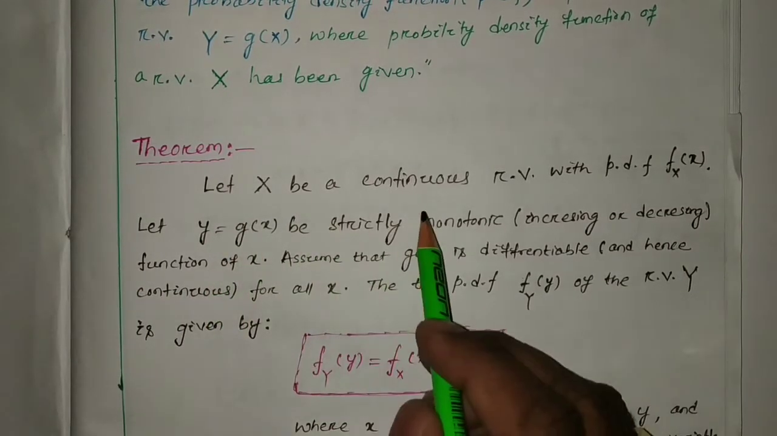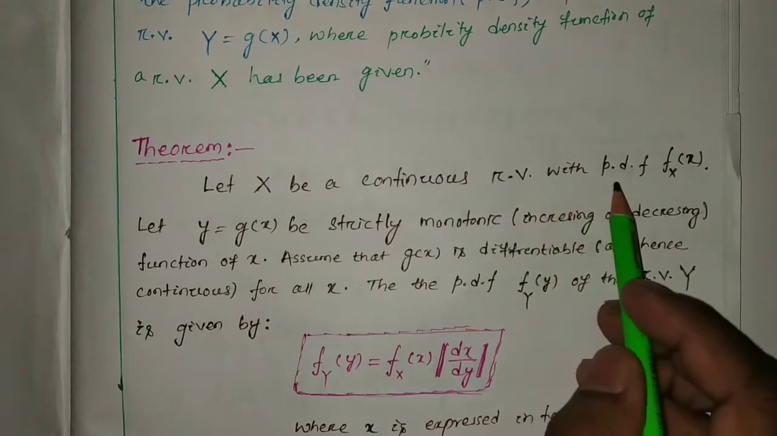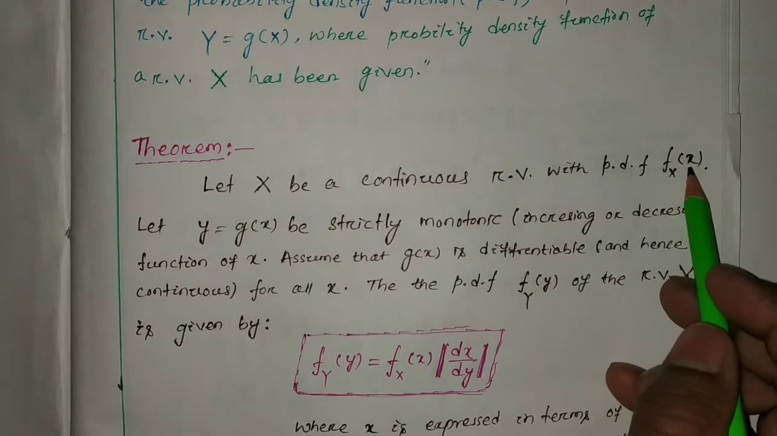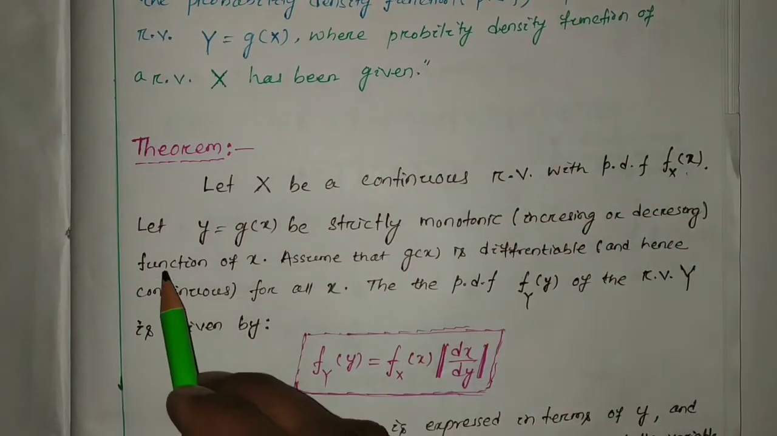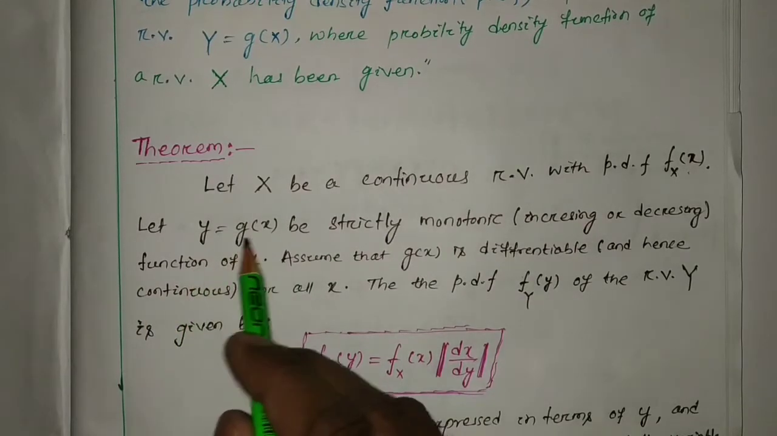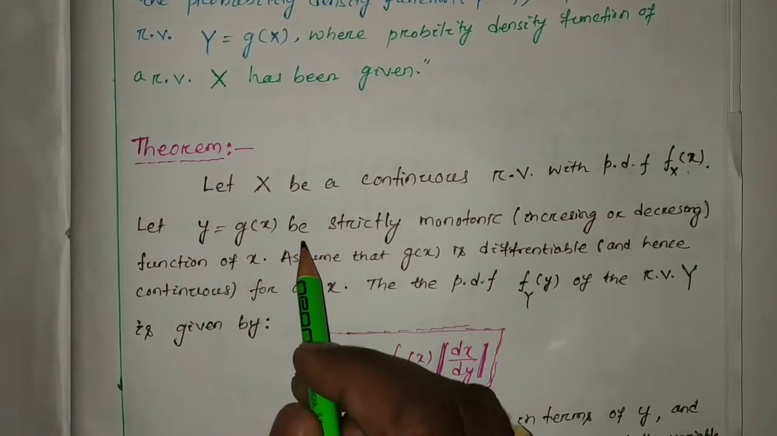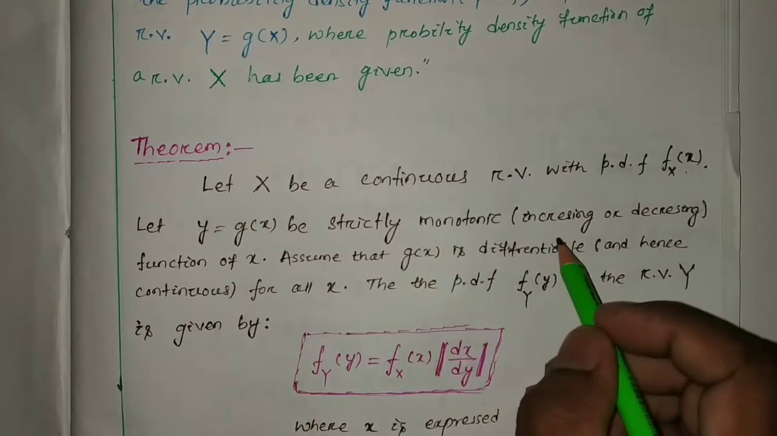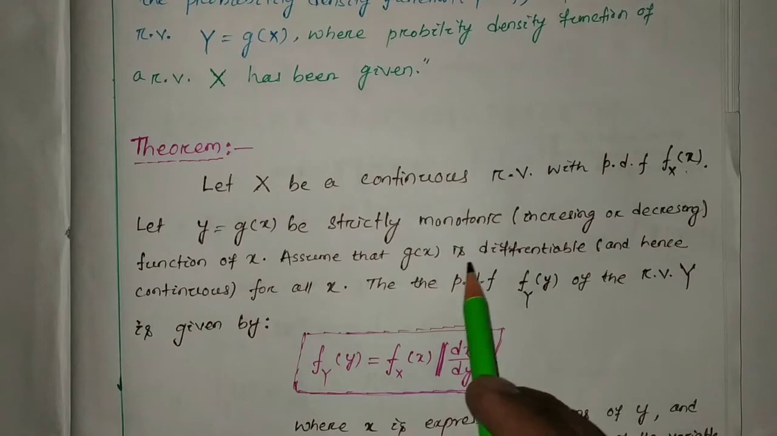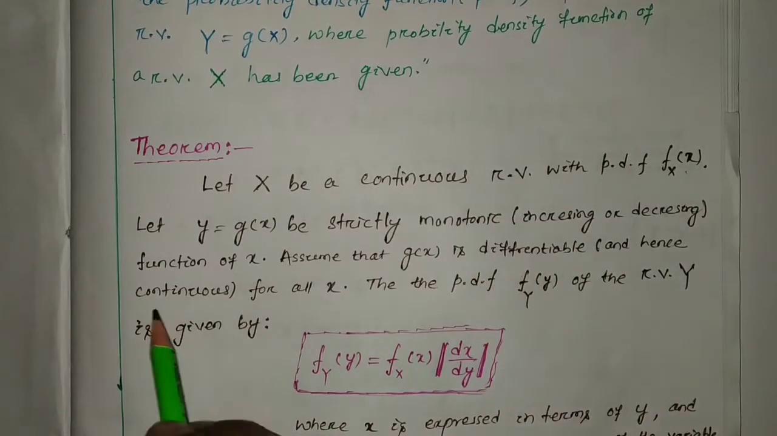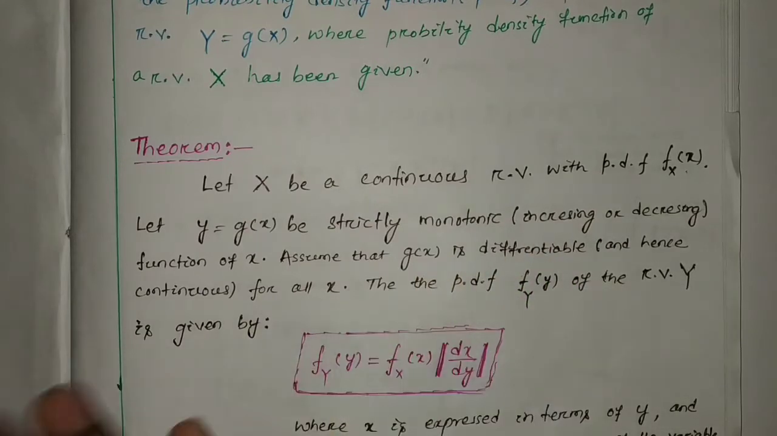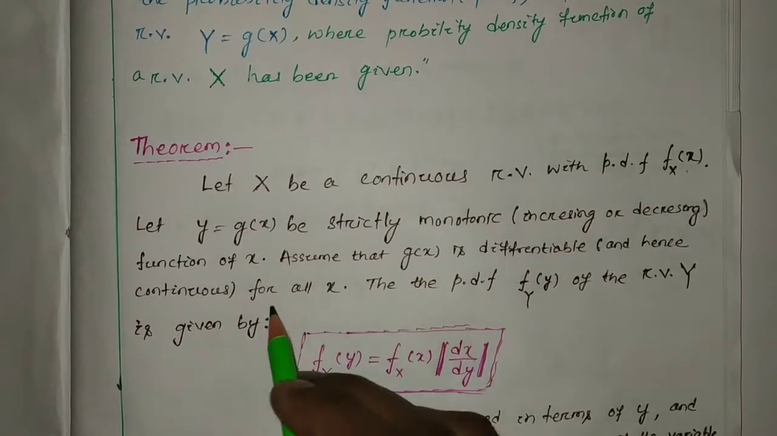Let x be a continuous random variable with probability density function f_X(x). Let y equal to g(x) be a strictly monotonic increasing or decreasing function of x. Assume that g(x) is differentiable and hence continuous. So if g(x) is differentiable, then obviously it is continuous for all x.